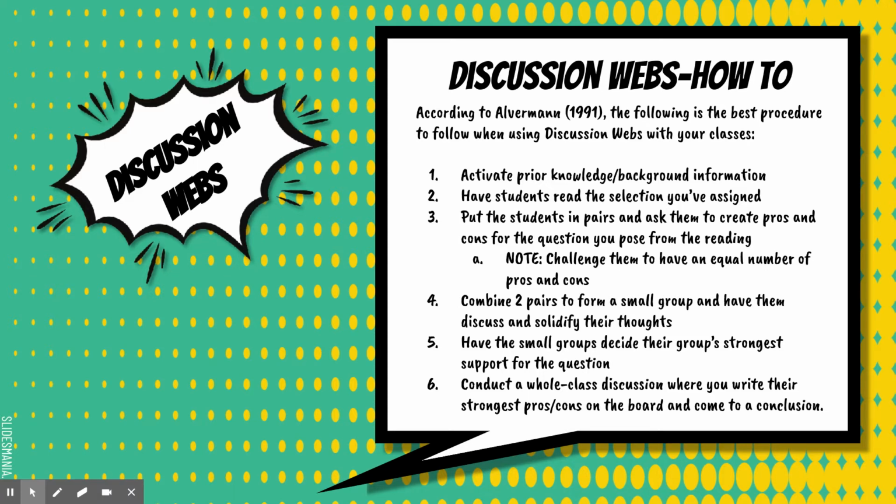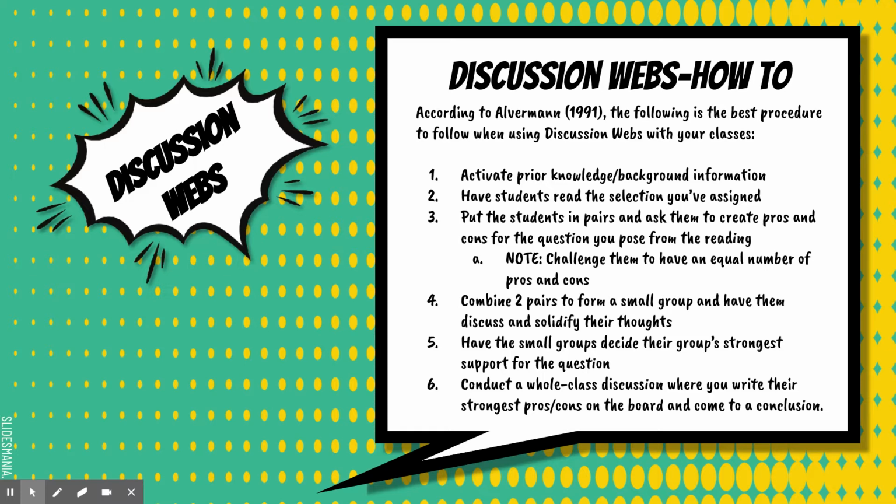Put the students in pairs and then ask them to create pros and cons for the question you pose from the reading. So, for example, maybe they're reading something about this character named Malika and whether or not she should enter a writing contest, and she's having conflicting decisions about it. Okay, well, the overarching question you pose might be, should she enter the writing contest? And in their little pair, they're going to create pros and cons based on the text of why she should or should not enter the contest. And the challenge is, can they do an equal amount of these? Like have the same number of pros as they do cons?